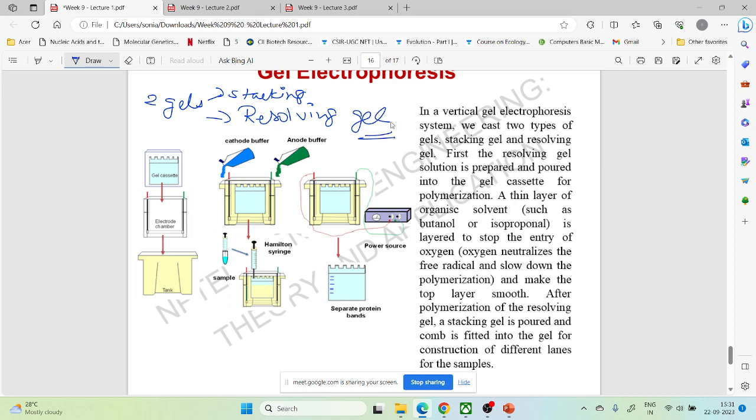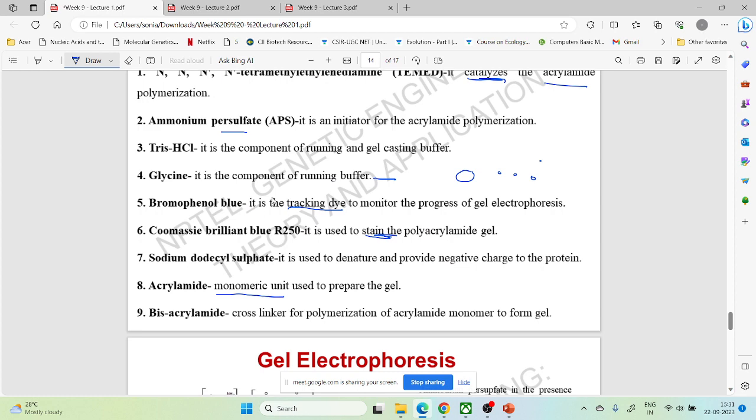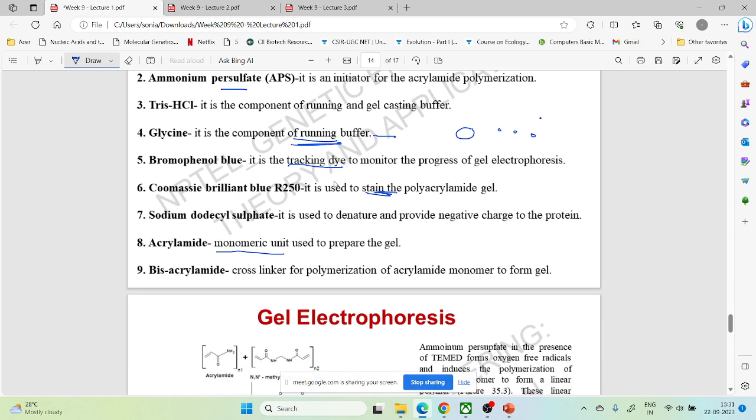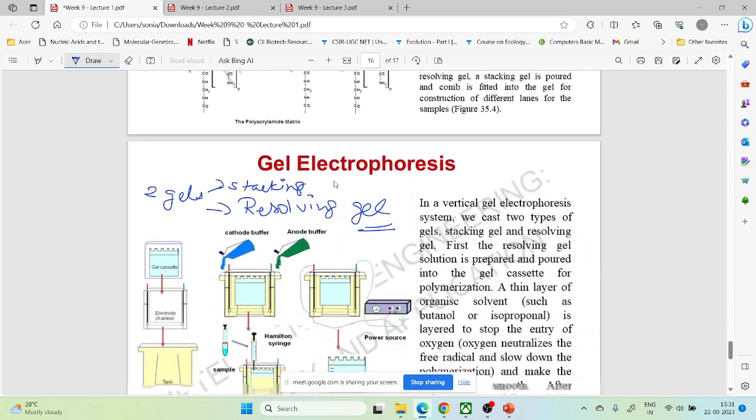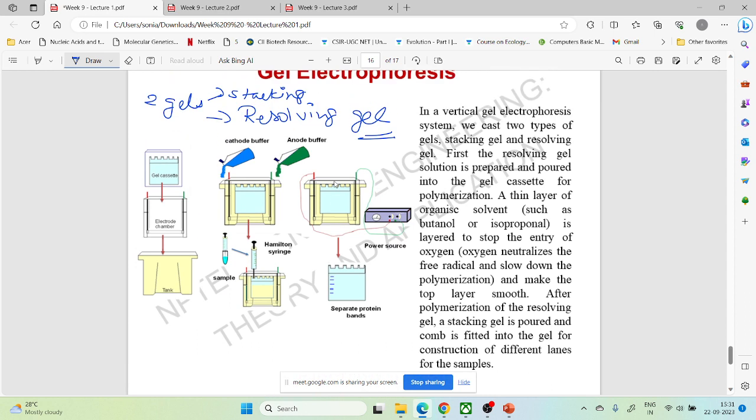Now we have studied about glycine, that glycine is present in running buffer also, and it might be present in the stacking gel also. It depends upon what kind of separation you are doing. Anyways, we have two kinds of gels, stacking gel and resolving gel. So first we will load our resolving gel. If this is your cassette, you will load your resolving gel. Your resolving gel will come here.